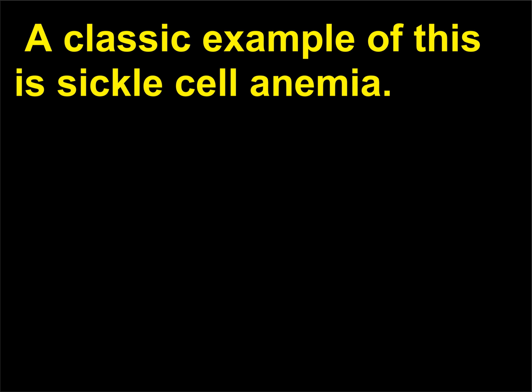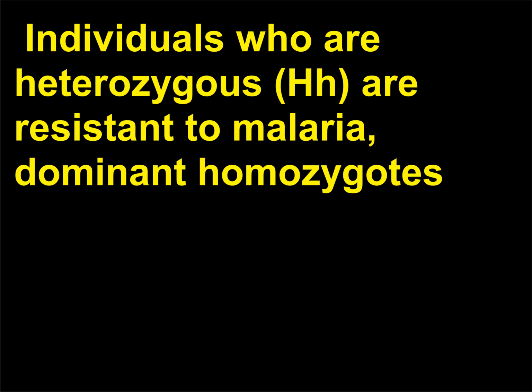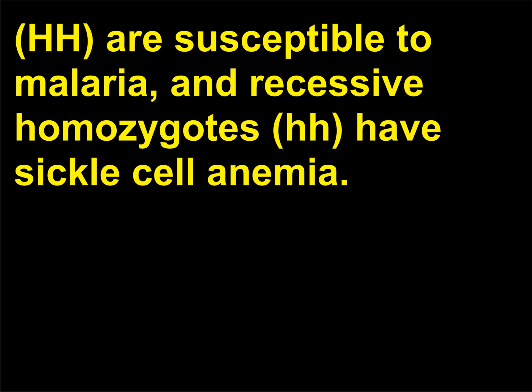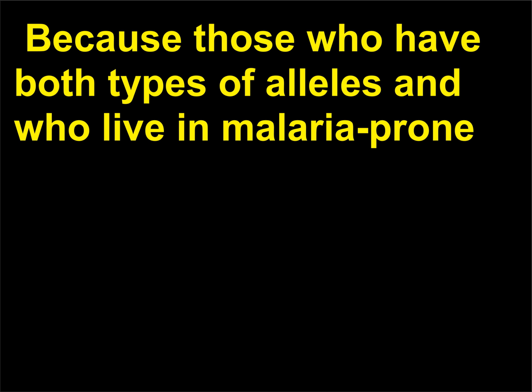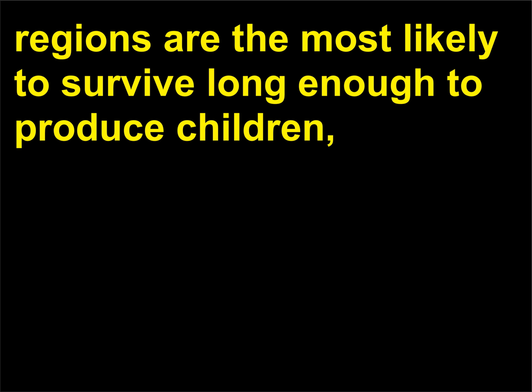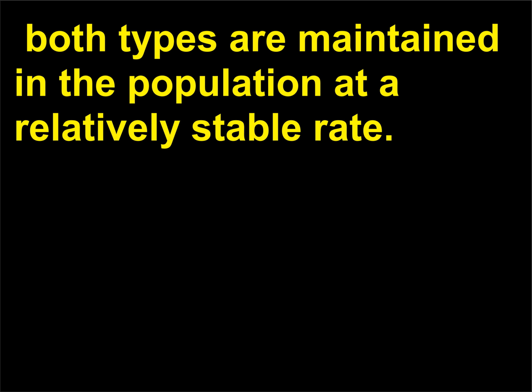A classic example of this is sickle cell anemia. Individuals who are heterozygous, Hh, are resistant to malaria, dominant homozygotes, HH, are susceptible to malaria, and recessive homozygotes, hh, have sickle cell anemia. Because those who have both types of alleles and who live in malaria-prone regions are the most likely to survive long enough to produce children, both types are maintained in the population at a relatively stable rate.